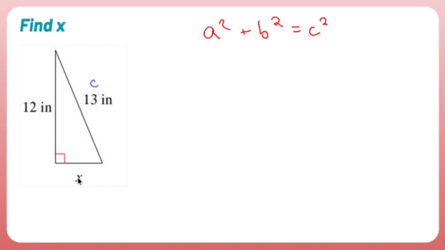Which one has to be A or B? It doesn't matter as long as the longest side is C. So I'll call A 12 and I'll call B X. Now you substitute these numbers and that variable in here and do a little bit of solving. A is 12, so 12 squared, plus b is x, so x squared, equals c is 13, so 13 squared.